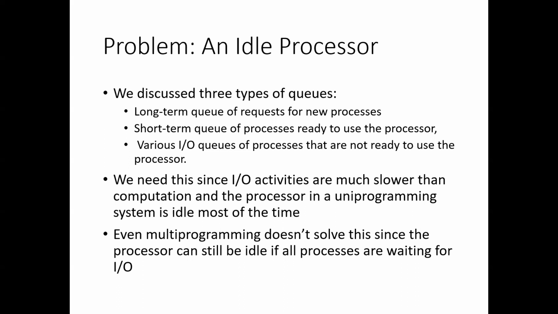And we discussed three types of queues that we use for processes. One is the long-term queue of requests for new processes. There's the short-term or dispatcher queue of processes that are ready to use the processor, and various I/O queues of processes that are not ready to use the processor. We need this since the I/O activities are usually much slower than computation, and the processor in a uniprogramming environment is generally idle most of the time. Even multiprogramming doesn't solve this, since the processor can still be idle if all the processes are waiting for I/O.